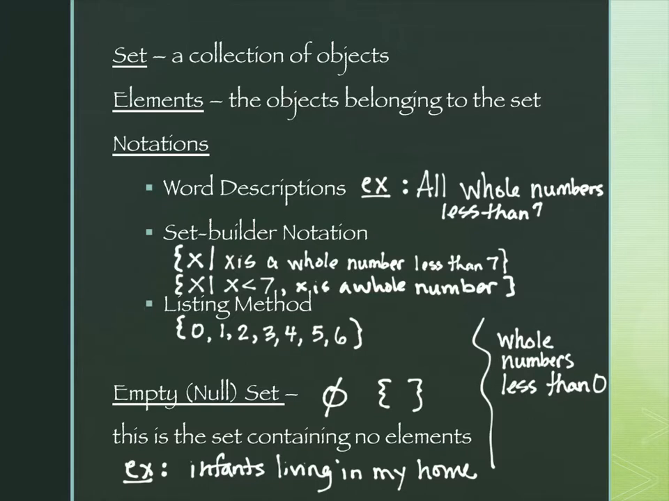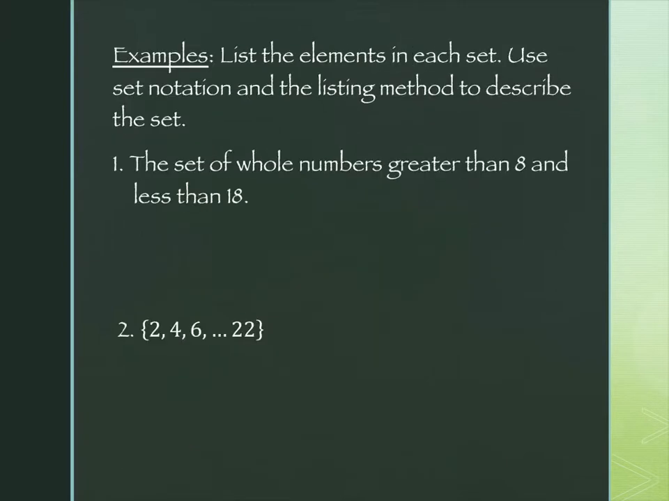We talked about word descriptions. That was pretty straightforward. Set builder notation, which looks pretty abstract, and we will actually make it look even more so with some of the things that we're going to learn today. And then we have this listing method where we simply list out all the things that are in our set. And we talked about that one last one, which was the null set, which is a set that has nothing in it. So we're going to pick up today with a few examples of those ideas and go from there.